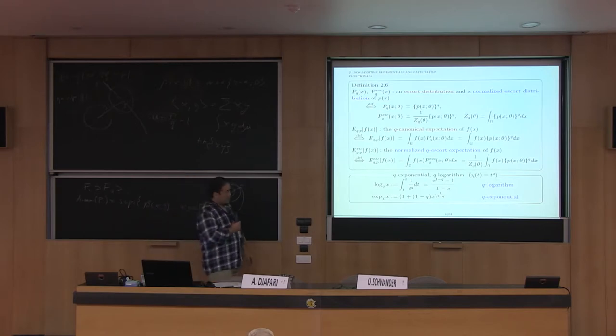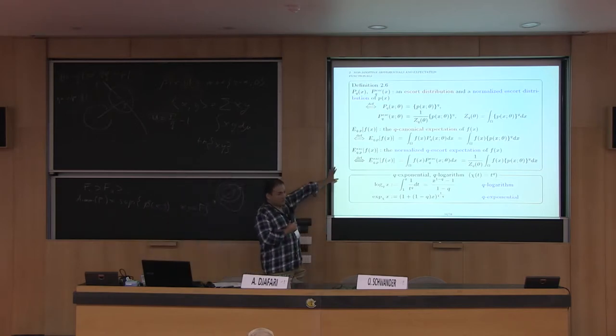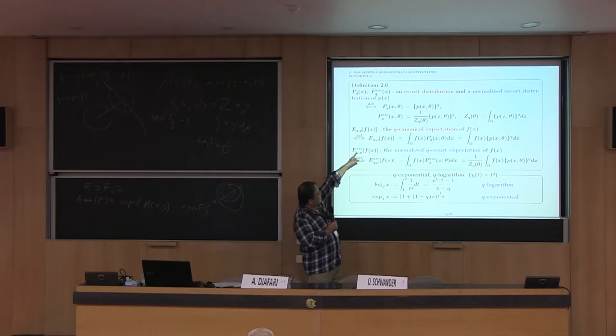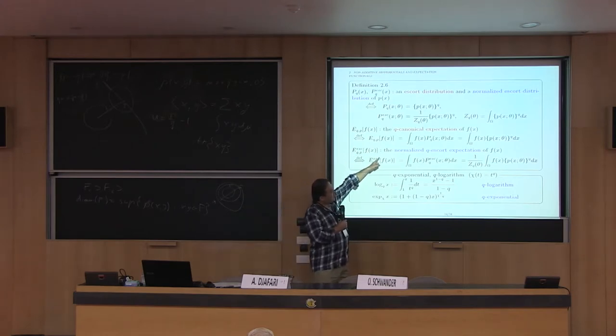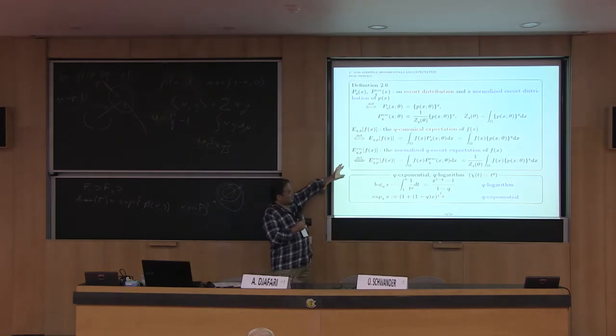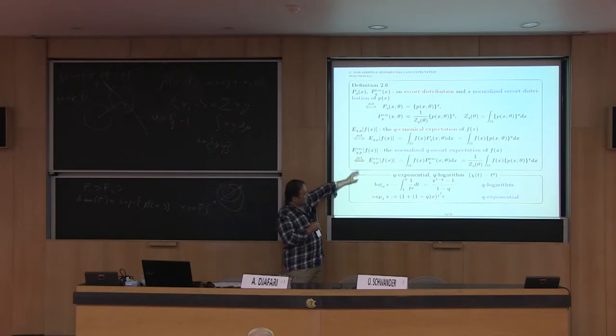So let us define two deformed expectations. At first, let us define escort distribution, like this one. And P sub Q is not a probability density, so the normalized version of escort distribution is called the normalized escort distribution. Then we can define two expectations like this one.